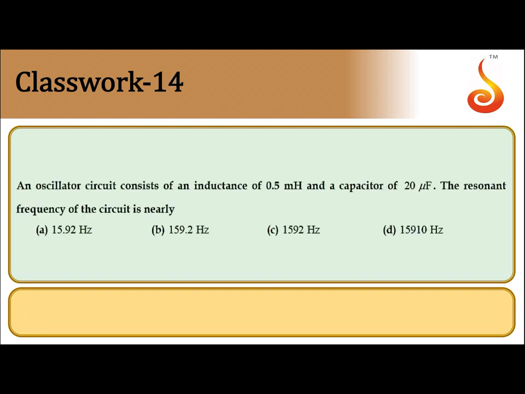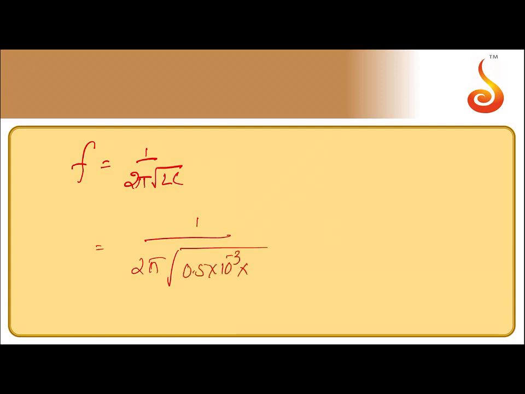14. An oscillator circuit consists of an inductor of 0.5 millihenry and a capacitor of 20 microfarad. The resonant frequency of the circuit is nearly. The resonant frequency F is 1 by 2 pi root LC. So if I simplify it further, 1 by 2 pi root L, 0.5 millihenry, and the capacitance is 20 microfarad. So you can simplify it further. The answer turns out to be 1592 hertz.